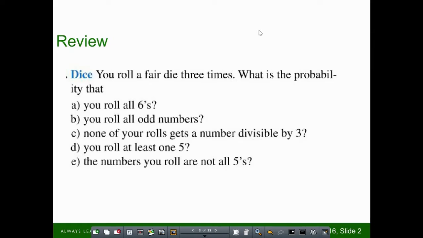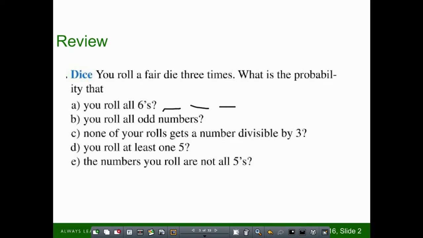Okay, so hopefully you have had a chance to answer these questions. If you are struggling with this a bit, that's fine. We're going to go through it. So let's see what we got. First off, it says you roll all 6s. So if we're going to look at this, remember we are rolling the die 3 times: 1, 2, 3. And we look for the probability of each one individually first.